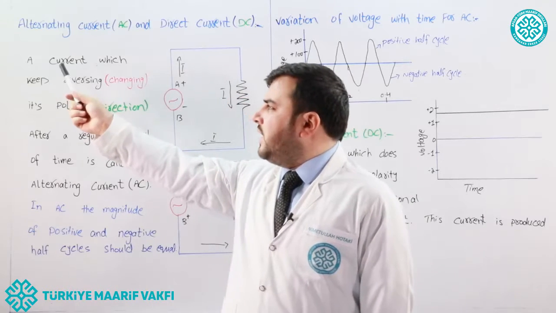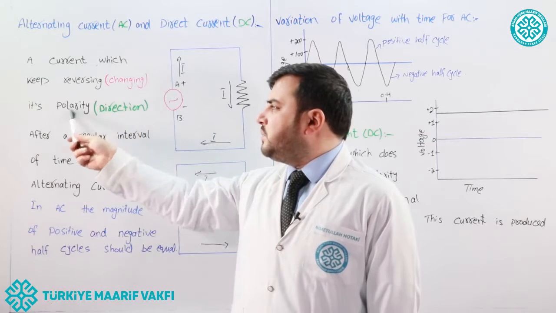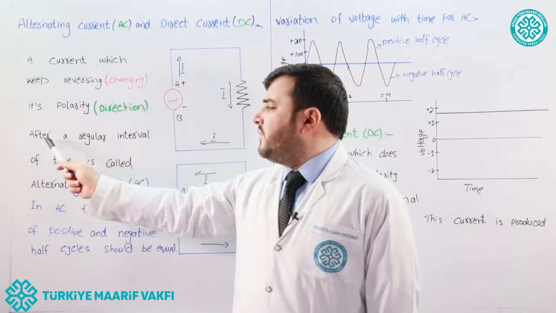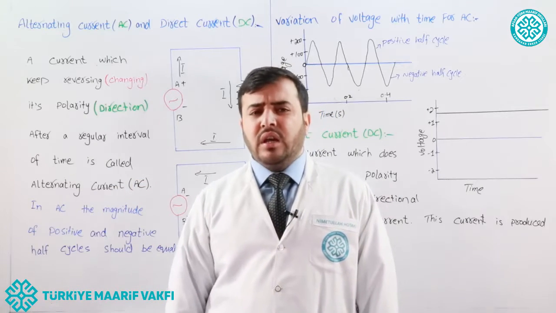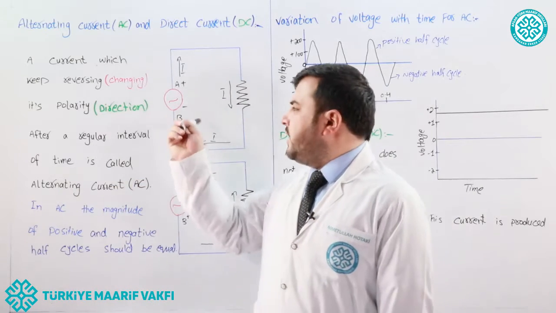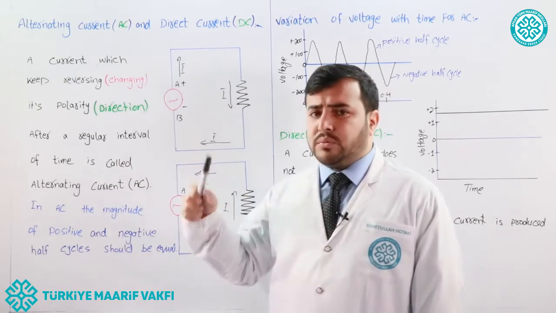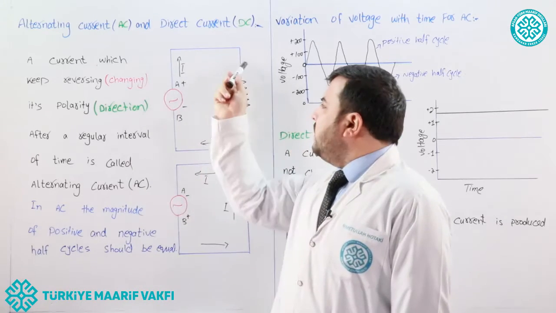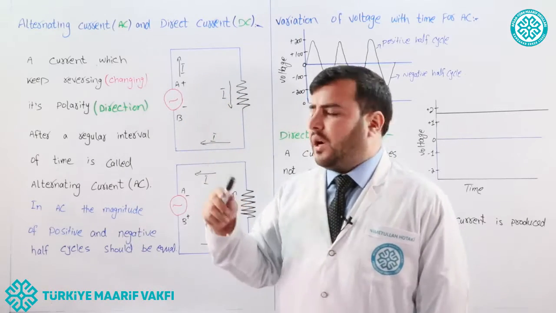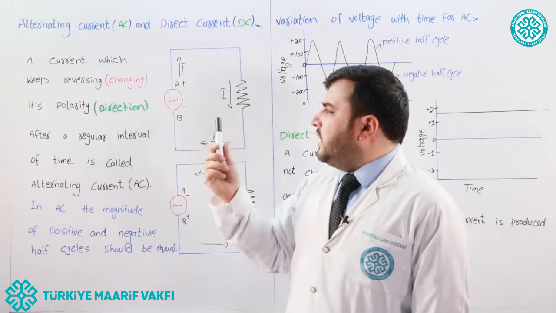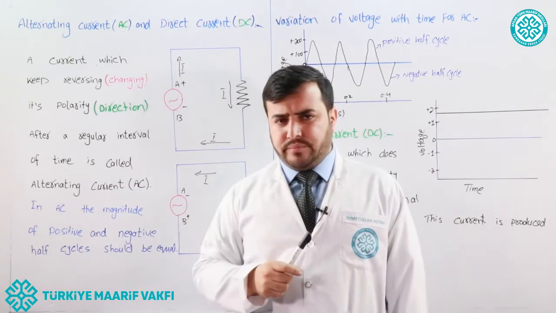Alternating current can be defined as a current which keeps reversing or changing its polarity or direction after a regular interval of time. It will be more clear if you look at this figure. We have an AC source which provides AC current, a consumer which consumes this energy, and a conducting wire which connects source and consumer in the circuit.